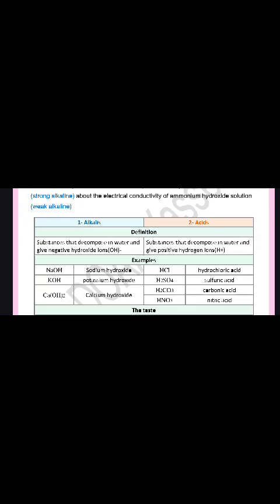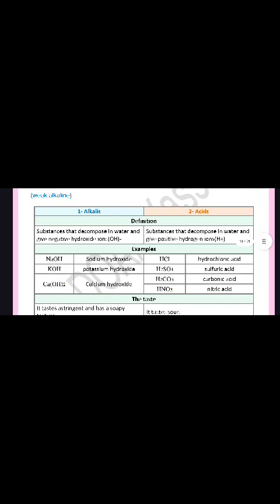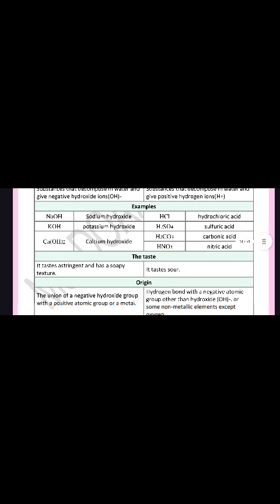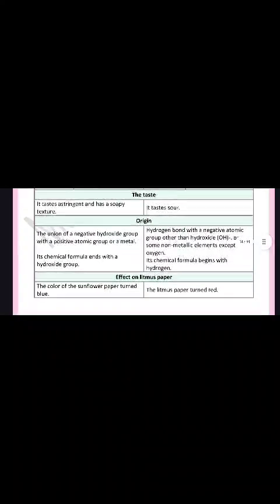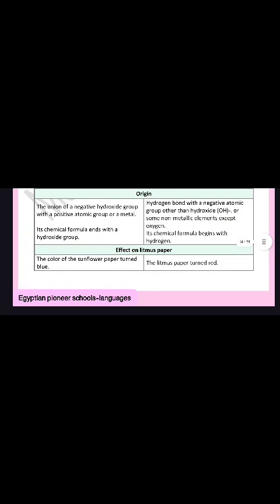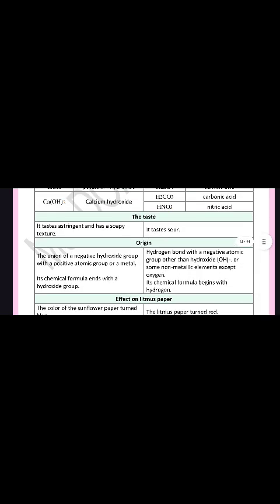And here we have a comparative table between alkalis and acids according to the definition, examples, their taste, their origin, and their effect on the litmus paper. Of course, alkalis change the color of the litmus paper, or the sunflower paper, from red into blue, while vice versa for the acids, they change litmus paper from blue into red.